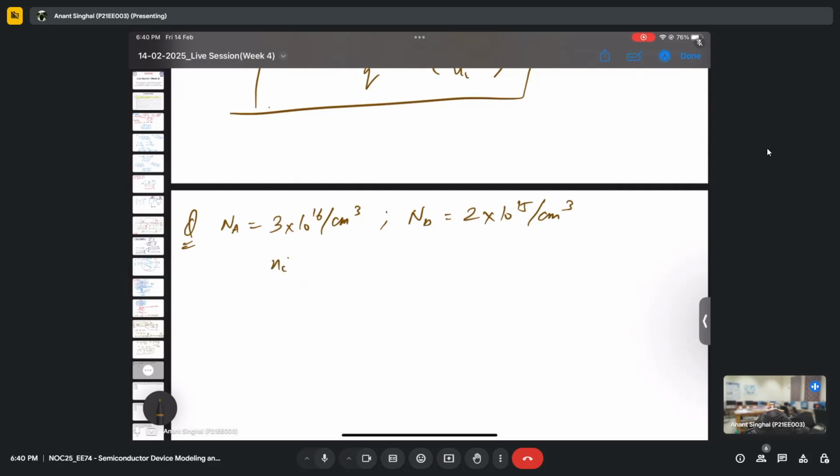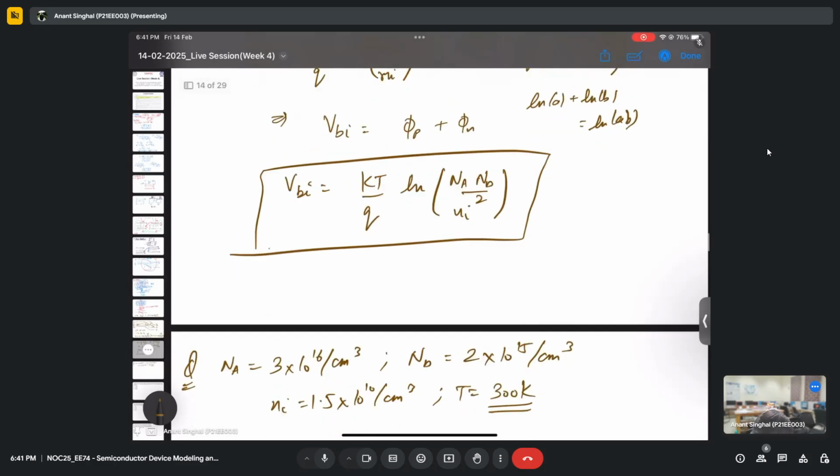And for ni, you should remember this value; it is not given in every question. I'm still talking about a temperature of 300 Kelvin only. If you remember from the last lectures, I told you that this value, kT/q, is nothing but 26 milli electron volt at room temperature, that is, at T equals 300 Kelvin.